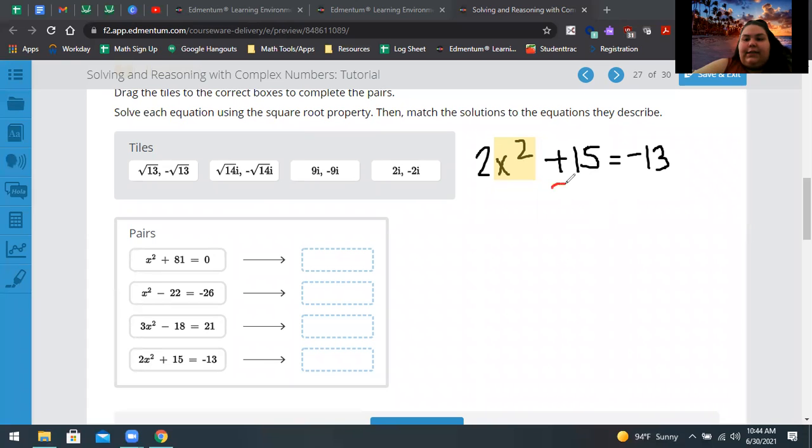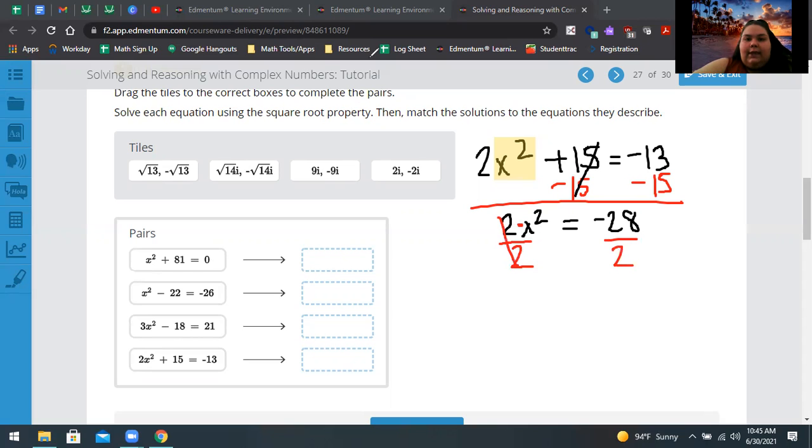So the opposite of plus 15 is minus 15. So I'm going to subtract 15 on both sides. Then we are going to have 2x squared, this cancels, equal to negative 28, right? Negative 13 minus 15. Then again, I want x squared alone, so I'm going to get rid of the 2. Keep in mind, there's no plus or minus in between them. They are multiplying. So the opposite of multiplying is dividing. So we're going to divide by 2 on both sides. This is going to give us x squared equals negative 14.